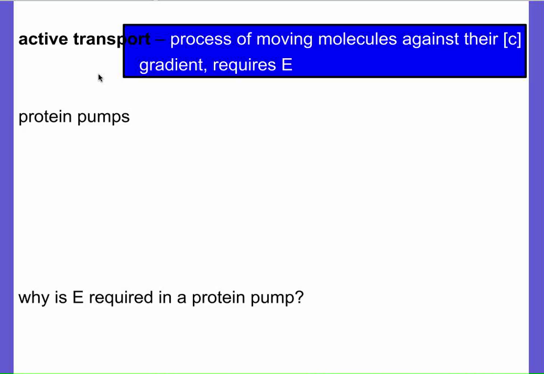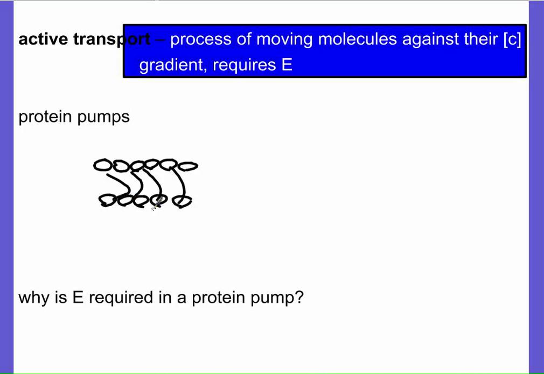You need to be able to get lots of the things you need into a cell. You need to be able to move things from one side of the membrane to the other, right, for a lot of different purposes. And to do this active transport, we're going to use protein pumps. So you're going to draw a picture in your notes to represent this. You just need a generic membrane.